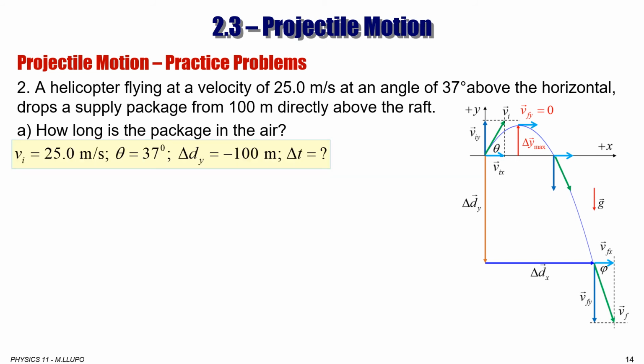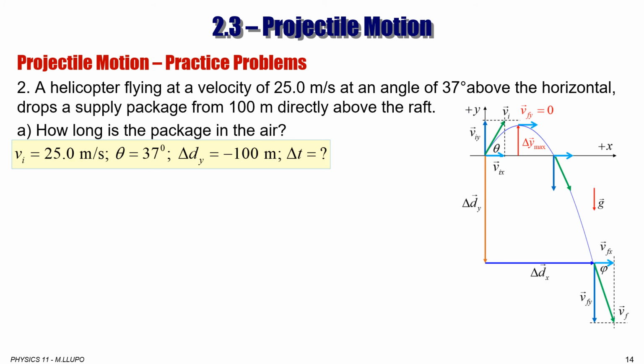So let's start with what is given and what is required. We have v initial 25 meters per second. Angle theta is 37. Delta dy is negative 100 meters. Remember, the delta dy starts from where it starts and ends at the ground. That direction is negative because positive is up. And delta t is required.